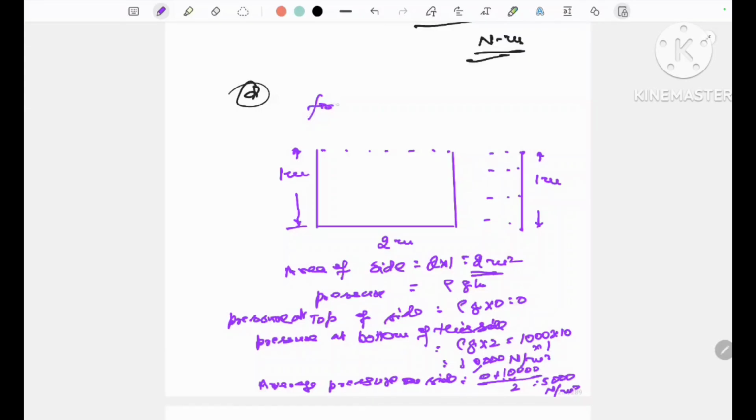So force on this side will be average pressure into area of side. Average pressure is 5,000 and area is 2. So 10,000 Newton force will be on this side.